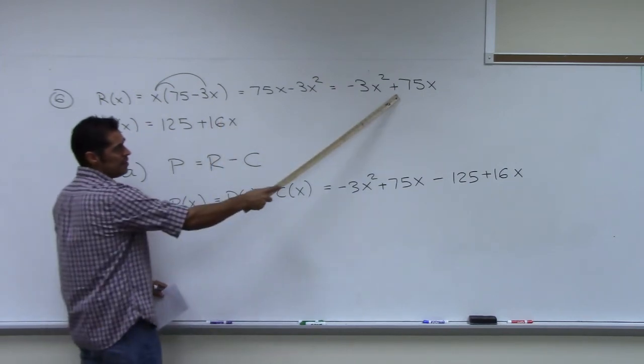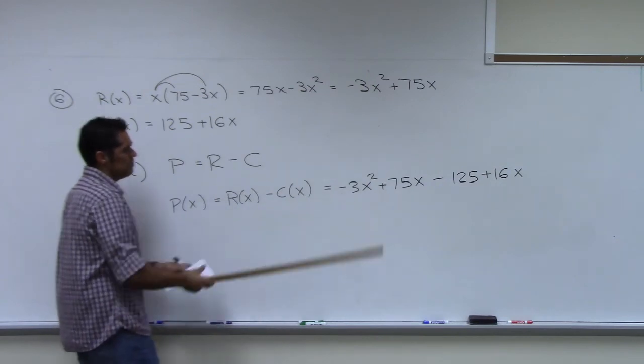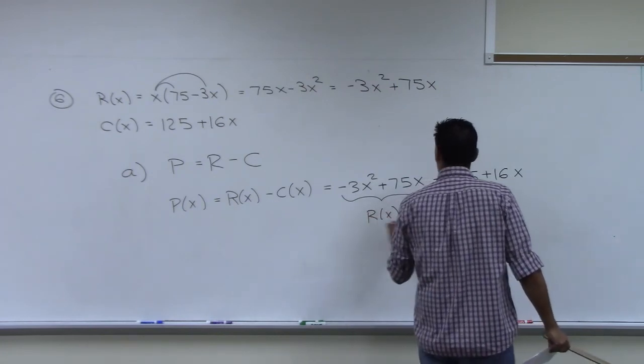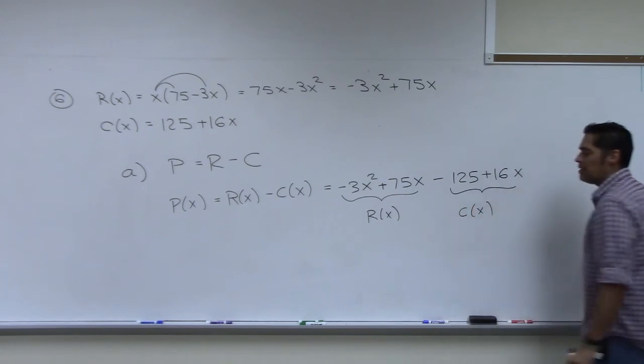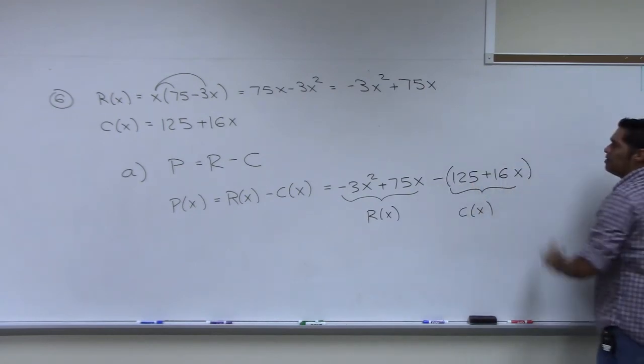So then I take this. That's our revenue function, r of x. And I'm subtracting from it c of x. And I asked you, is that correct? It is not correct. What is wrong? I need parentheses where? Right here.